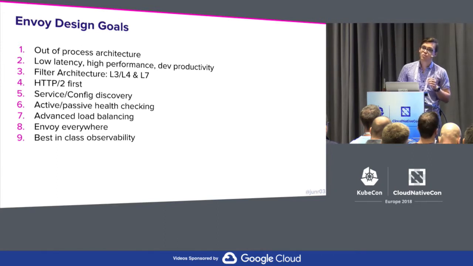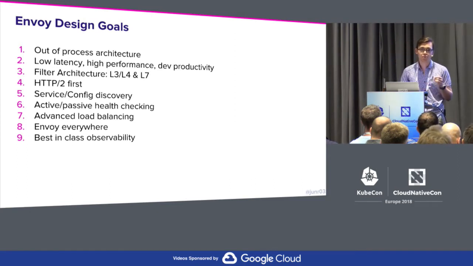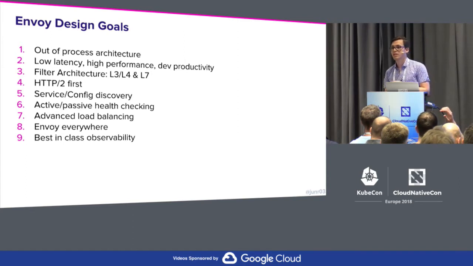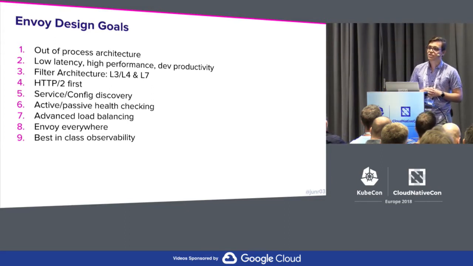Envoy was written with low latency and high throughput in mind, but without compromising on developer productivity, both in the code base and also in the ergonomics of using Envoy. It has a very rich filter architecture, so if you've used something like Netty before, Envoy defines filters that you can stack to create complex and rich networking pipelines, both at the L3 and L4 layer and at the L7 layer. Envoy was also designed with HTTP2 in mind as a first-class citizen.